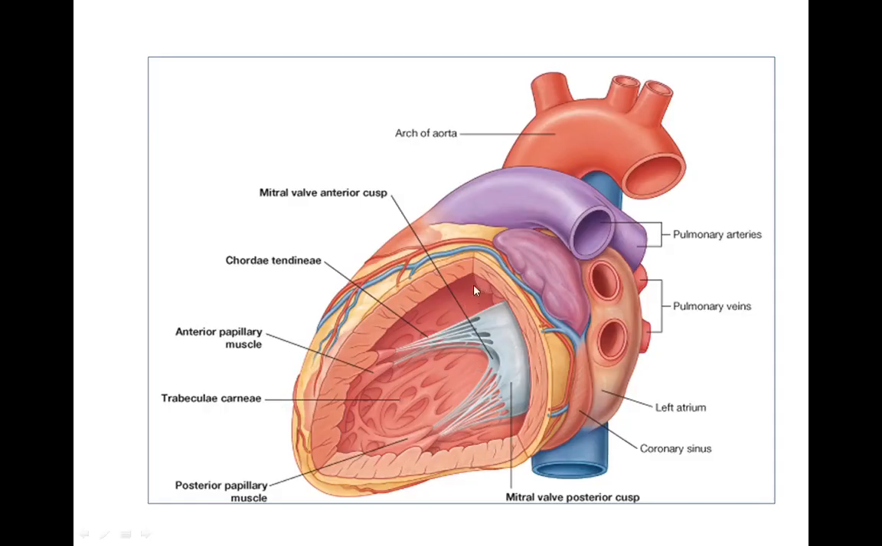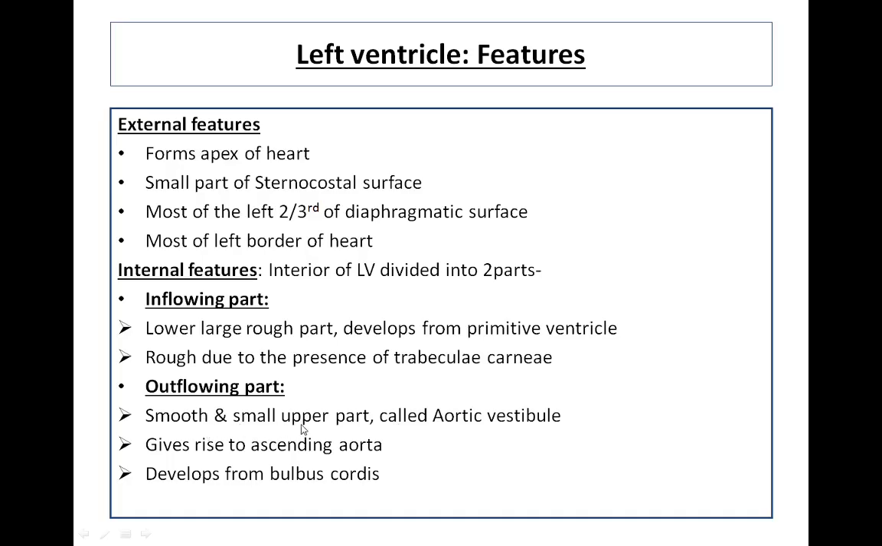Now the outflowing part, the small upper part, is here. This is our aorta, so this part will be the outflowing part. This upper outflowing part is smooth. Why is the outflowing part smooth? Because blood has to go out without any friction. So the outflowing part is always smooth, and the inflowing part is always rough because of the presence of muscular ridges. The small smooth outflowing part is called the aortic vestibule because it goes to the aorta. It gives rise to the ascending aorta and develops from the bulbus cordis.